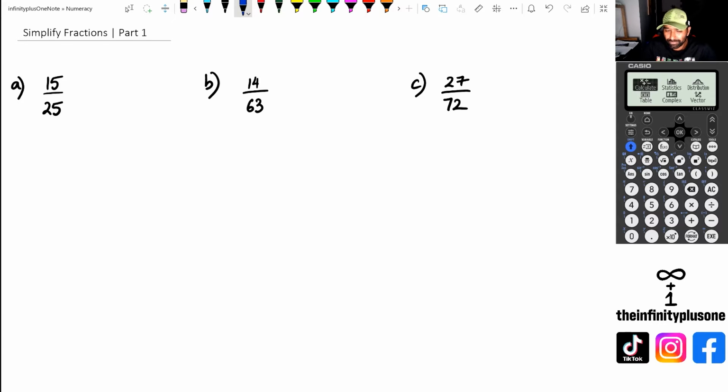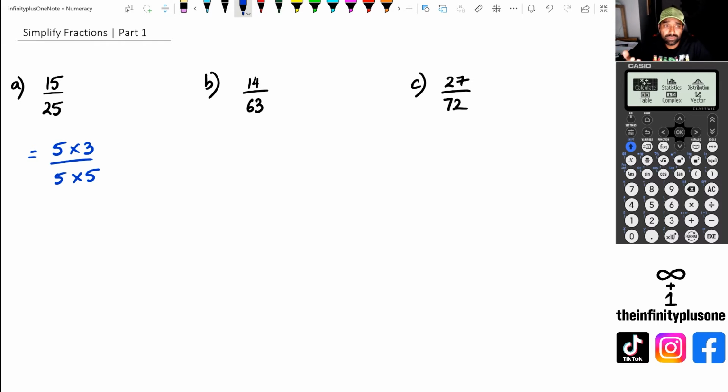Now for the very basic simplifying ones, it's really important that you know your times tables, because if you know your times tables, you can see what's happening here. 15 and 25 come in the 5 times table. So I'm going to rewrite this as 5 times 3 and 5 times 5.